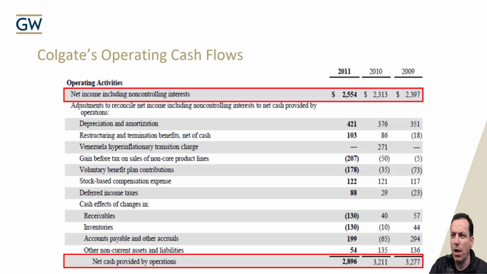This is another example of Colgate's operating cash flows. They start off with net income of $2.5 million, non-controlling interests. And then net cash provided by operations is kind of close to that. It's 2.8. And you'll notice their net income, even though they back out depreciation, restructuring, different gains or losses, or receivables, the inventories, all these things that they have to squeeze out of that net income that is not operating cash flow, it still ends up being pretty close in the case of Colgate's net income. They end up being close together, whereas Tesla's, they were way apart.